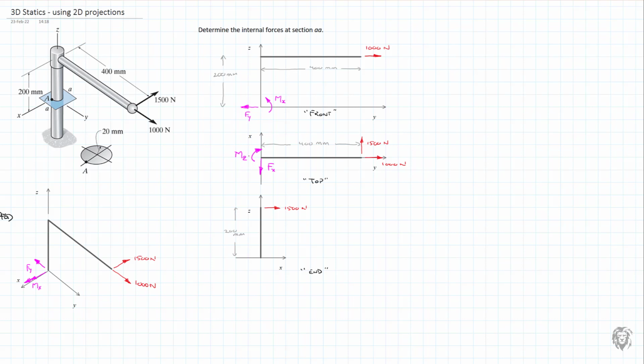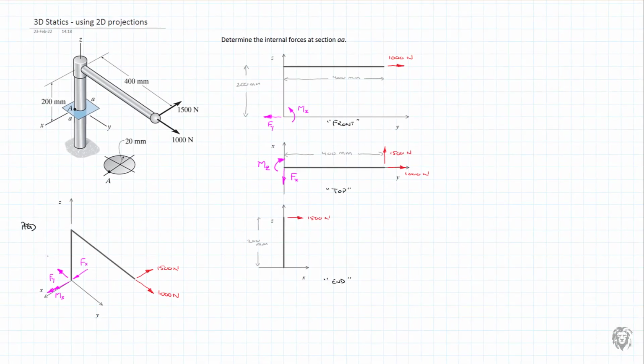We have a force in the x direction, and I'll just draw it on this side over here. So we have our F at x and our M at z. The moment about z, using our right-hand rule, is going to be in the negative z direction. So there's our M at z.